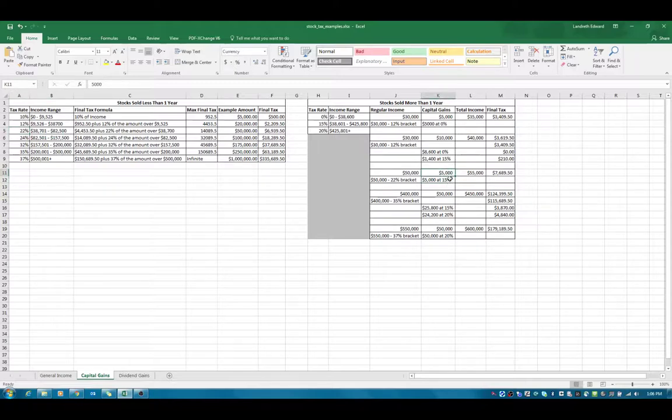Then the 5,000 would still be within this 15% bracket. So you are being taxed $5,000. All of your gains will be taxed at 15% instead of 22%. That's where it really shows how much you're saving, because you have that longer hold. If this was a short-term sale, that'd be $5,000 at 22%.